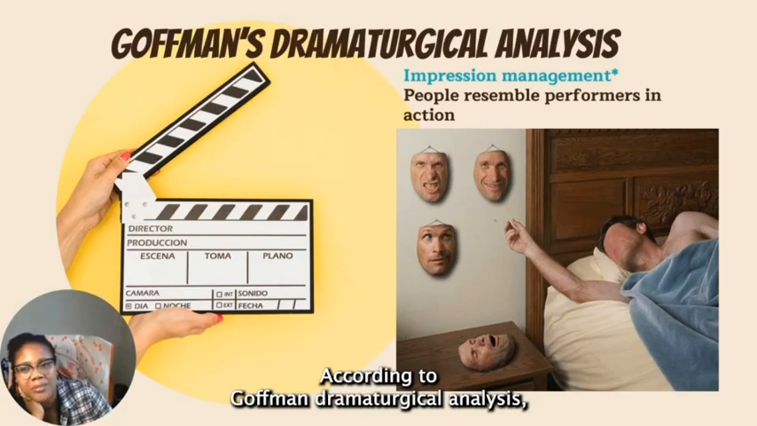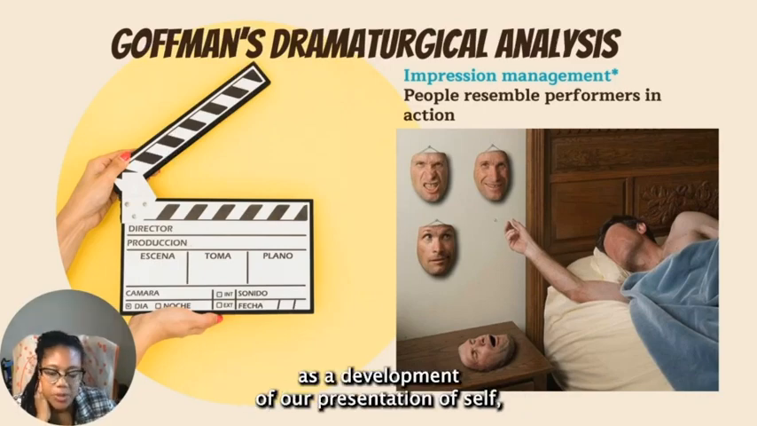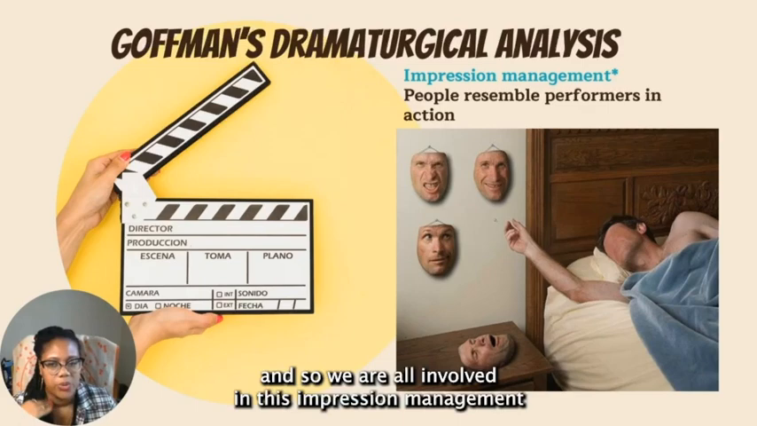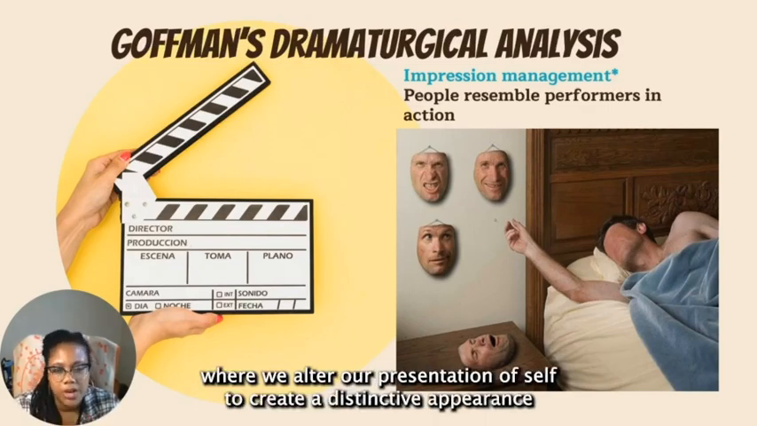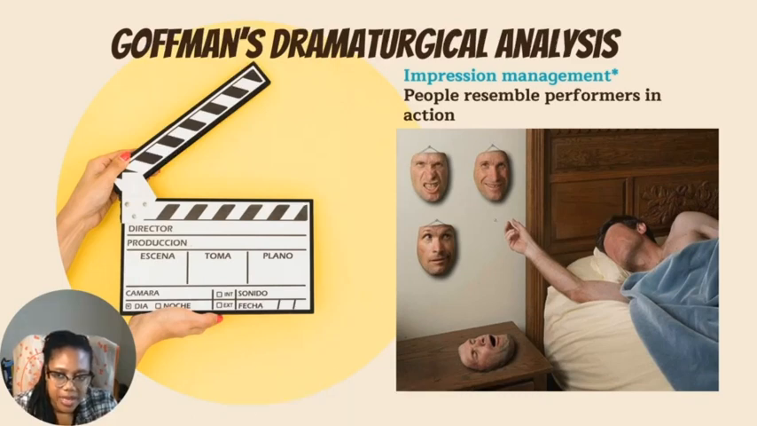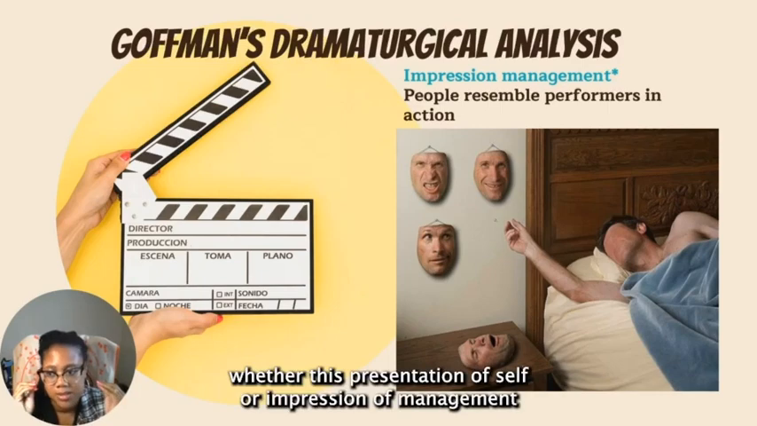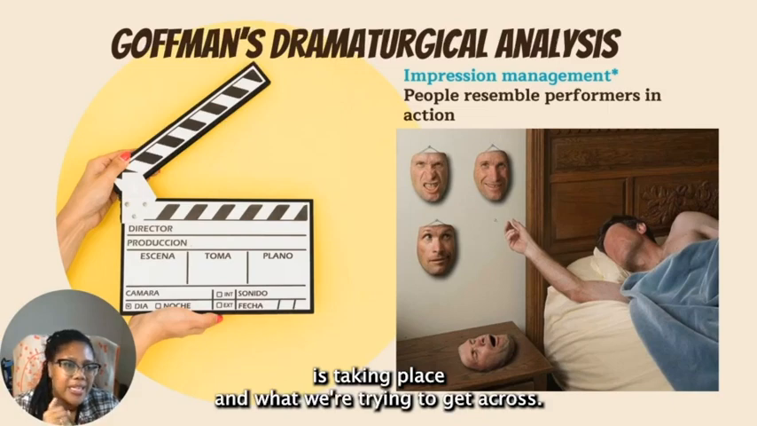According to Goffman's dramaturgical analysis, our development of self comes as a development of our presentation of self. And so we are all involved in this impression management, where we alter our presentation of self to create a distinctive appearance and to satisfy particular audiences. And so who we are as individuals depends on where this presentation of self or impression management is taking place and what we're trying to get across.